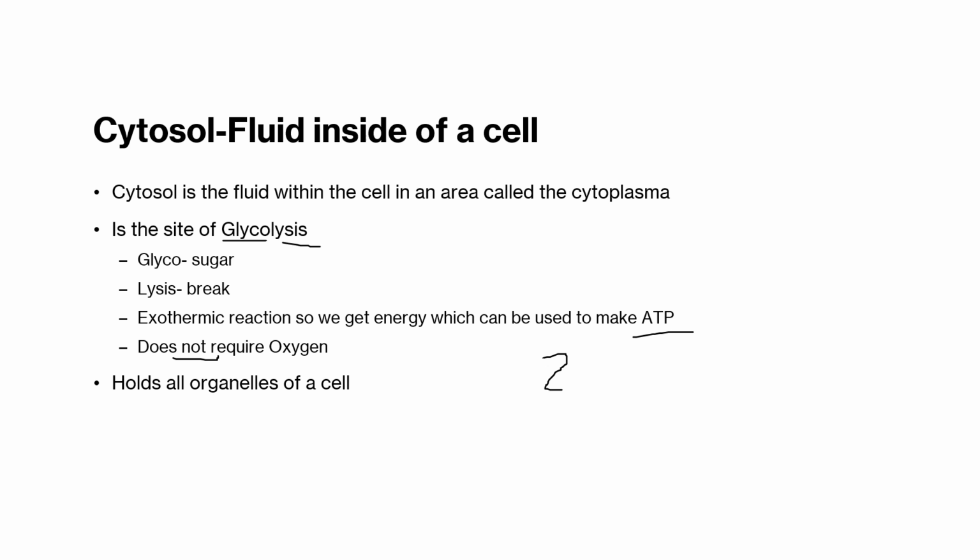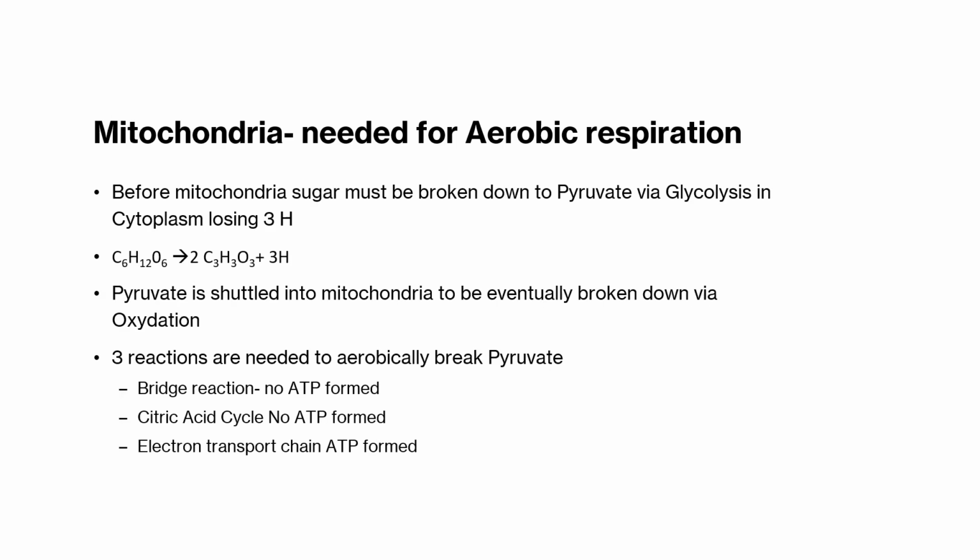Now the cytoplasm is where all the organelles are held, and that's in the cell, so that's actually one of the things we're going to look at. Now when we want to break something down aerobically, meaning with oxygen, whatever we're going to break down, we need to get it into the mitochondria. Now before the mitochondria, sugar has to be broken down to pyruvate via glycolysis.